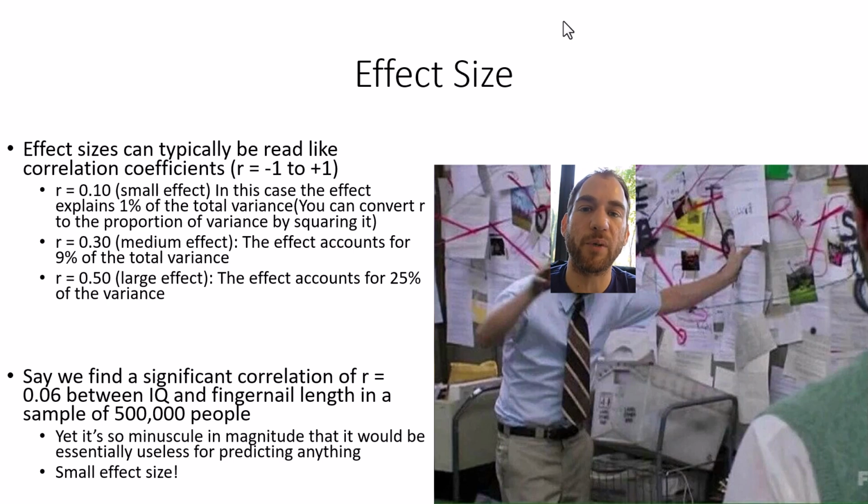Thus, when you're interpreting results, it's important to keep in mind not just that there are differences, that the p-value is less than 0.05, but also the effect size. What is the strength of that difference? What is the strength of that correlation? And that is, some people argue, far more important than the p-values.